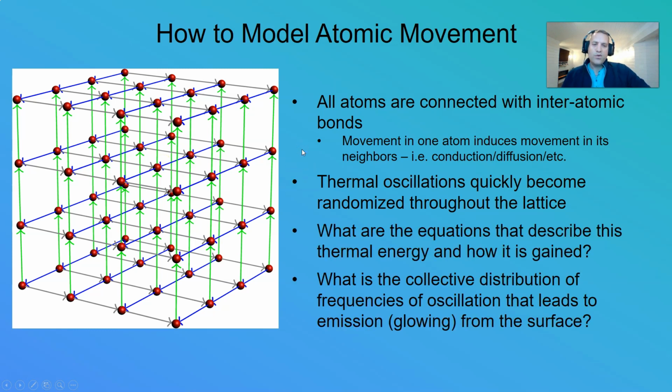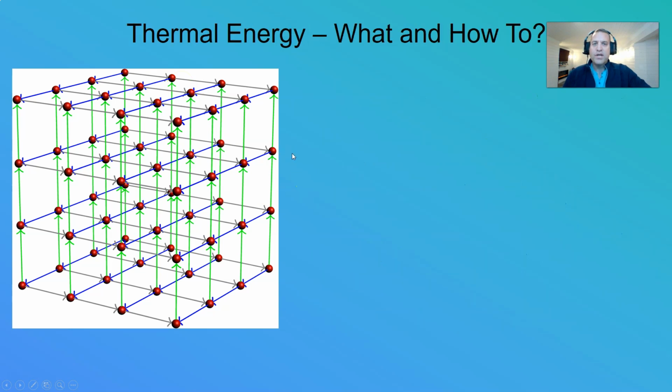So what are the equations that describe this thermal energy and how it is gained? Are there equations that describe how thermal energy can be gained by a simple object like this, a simple lattice of atoms, which is what objects are made out of? And what is the collective distribution of frequencies of oscillation that leads to emission or glowing from the surface? We would like to know these things. Okay, so thermal energy, what is it and how do we get it?